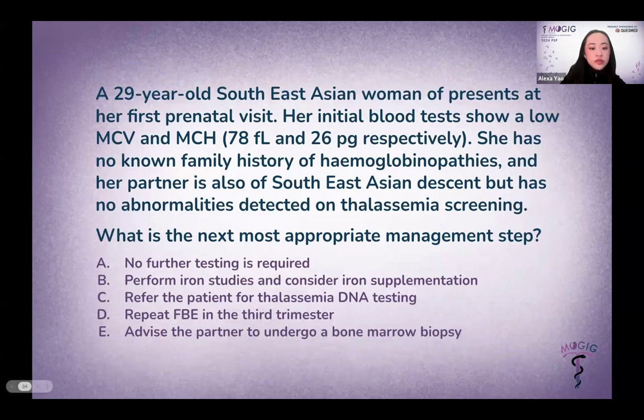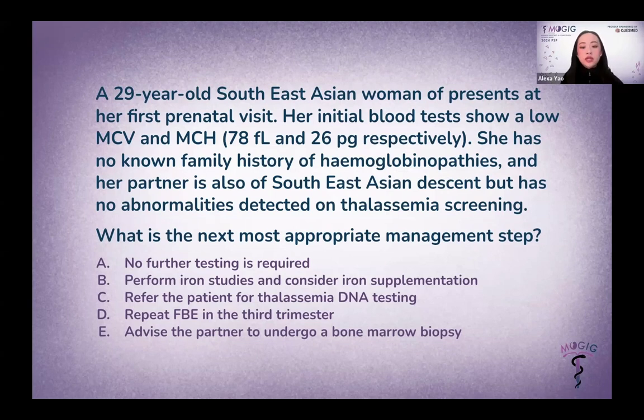Okay, next question. A 29-year-old pregnant woman of Southeast Asian descent is at her first prenatal visit. Her initial blood tests show a low mean corpuscular volume, MCV, of 78 and a low mean corpuscular hemoglobin of 26. She has no known family history of haemoglobinopathies. Her partner is also of Southeast Asian descent but has no abnormalities detected on thalassemia screening.